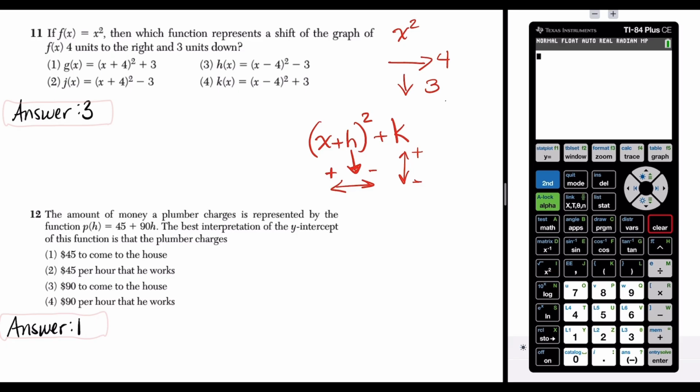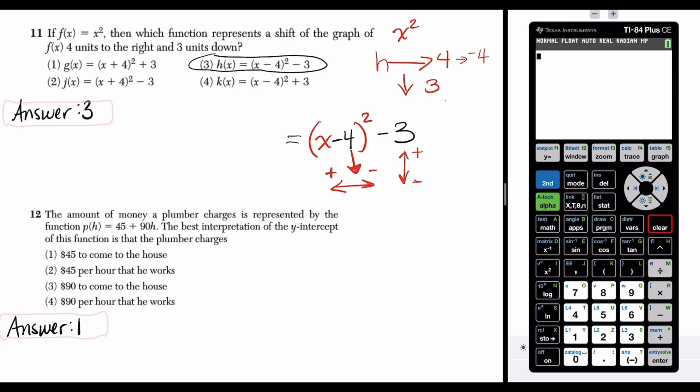So now let's think about what we want to happen. We want it to go 4 to the right. So that means I need this to be a -4. My h has to be a -4. And I want it to go 3 down, so my k has to be -3. So this is what I'm going to look for in my function: (x - 4) squared minus 3. All right, and that's what matches with 3.